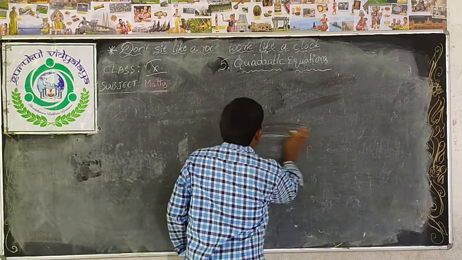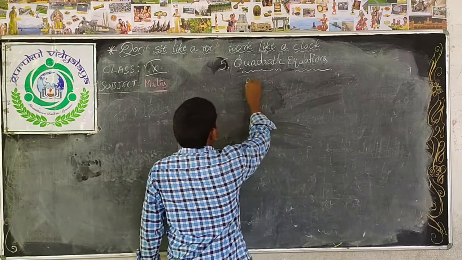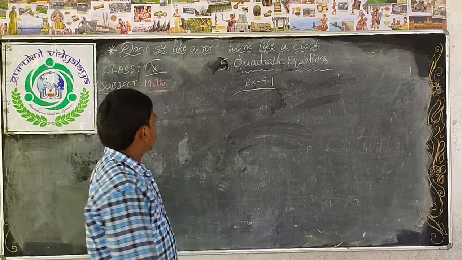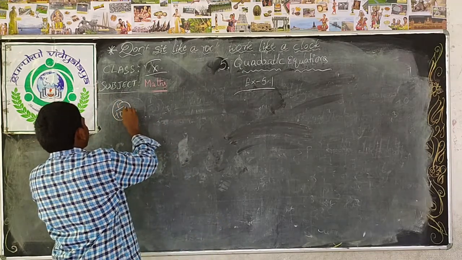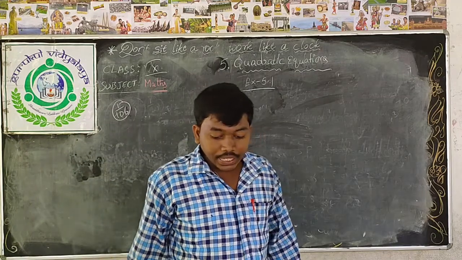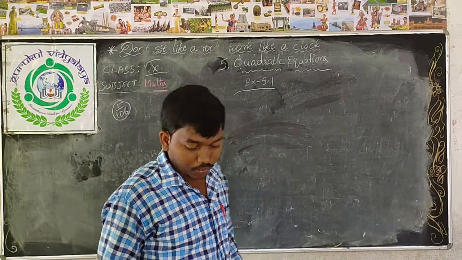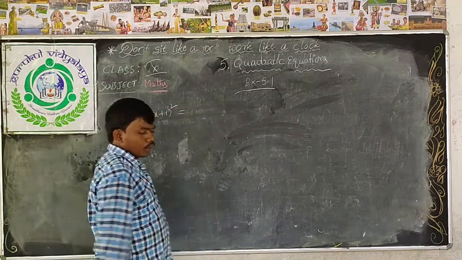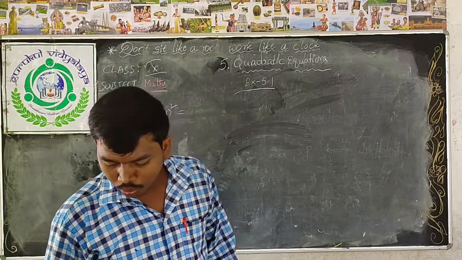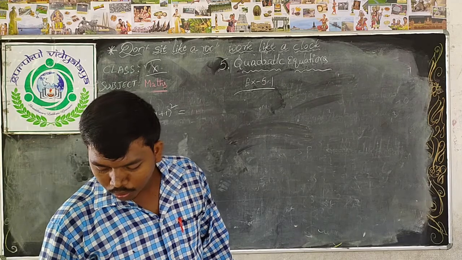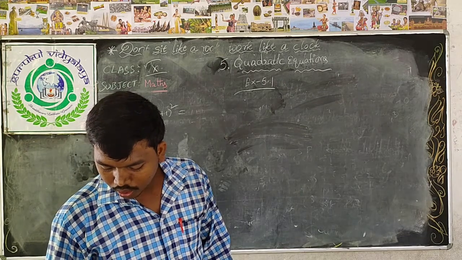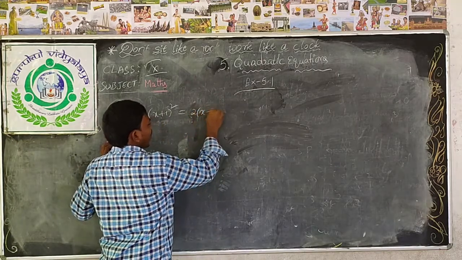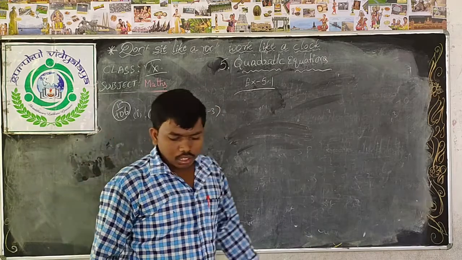Okay, children, now we are going to discuss exercise 5.1, page number 106. First one. Check whether the following are quadratic equations. The first one: x plus 1 whole square is equal to 2 into x minus 3. Children, so what is that?